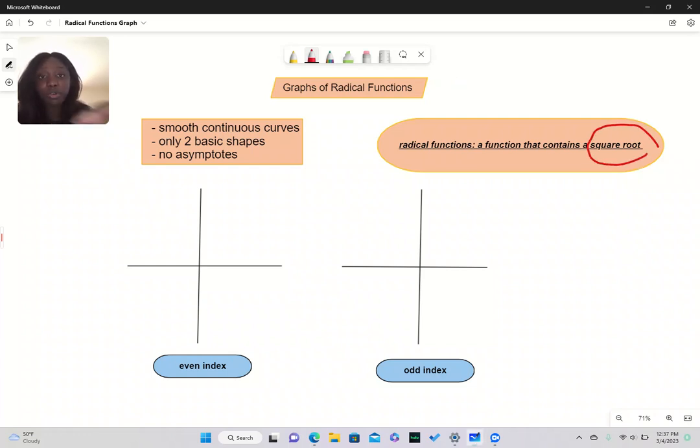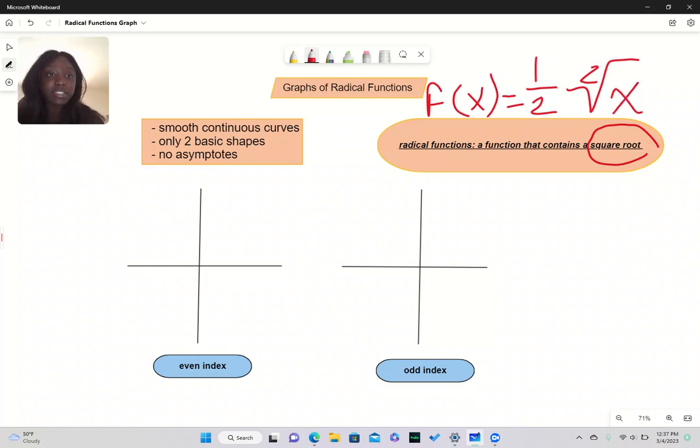So for an example, it will be written out as f of x equals 1/2 times the square root of x. That would be an example of a radical function. So if you see that, just think radical function.